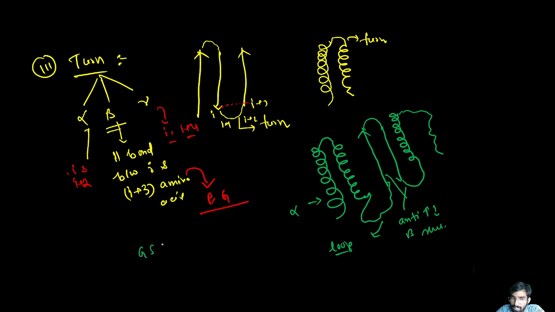Suppose some GS, GS, GGSG is there. It will form some loopy kind of structure. And then this is the turn. So in a single protein, all these things are there. It's not that all these things are discrete. Rather, all these things are in a single protein to make the protein more compact, more functional, more structured.